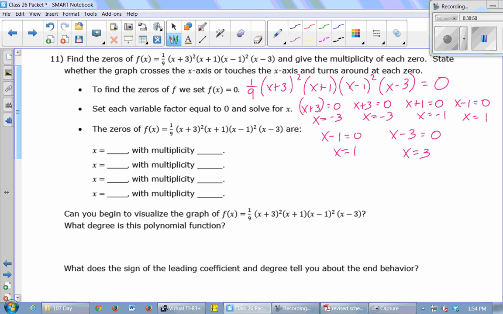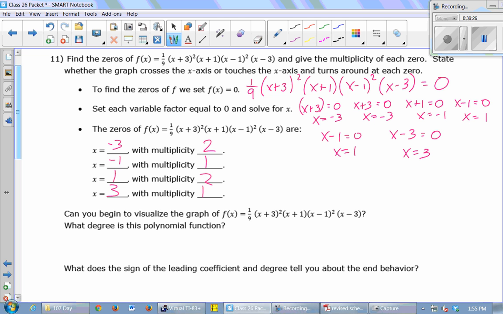All right, so my zeros are, what's my first 0? -3. How many times is that a 0? Twice, so that means it has multiplicity 2. Okay. Next 0 is x equals -1. How many times did I get that as a 0? Once. X equals 1. How many times did I get that as a 0? Twice. And x equals 3. What's its multiplicity? 1.